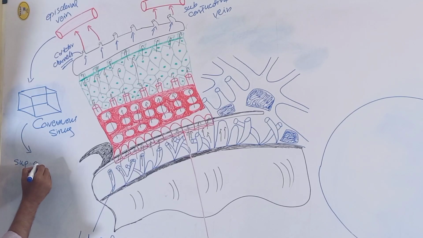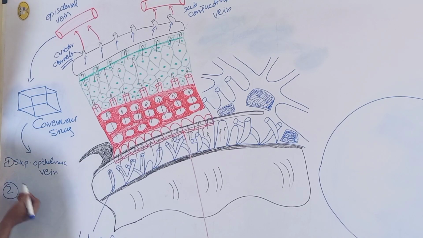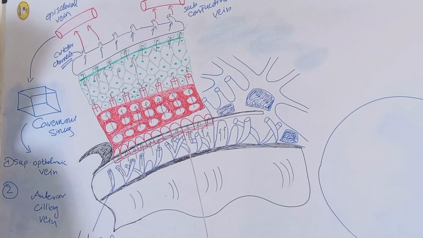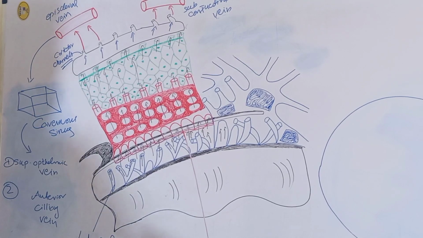the superior ophthalmic vein, and the second one is called the anterior ciliary vein. And from here the aqueous humor will become part of the blood, and it will again be recycled from the plasma of the blood by the ciliary body in the posterior chamber, right?